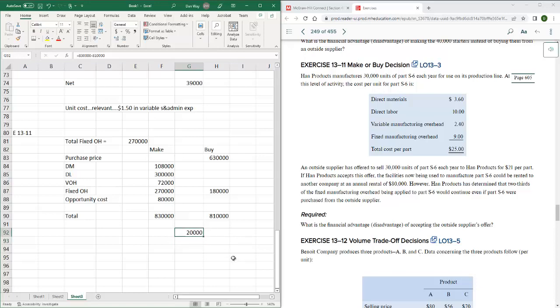And it's worth noting here that the decision changes if this opportunity cost isn't there. If we don't have that potential opportunity to rent out the factory for 80,000 bucks, then it's cheaper for us to make it in-house. So very important economic decision here.